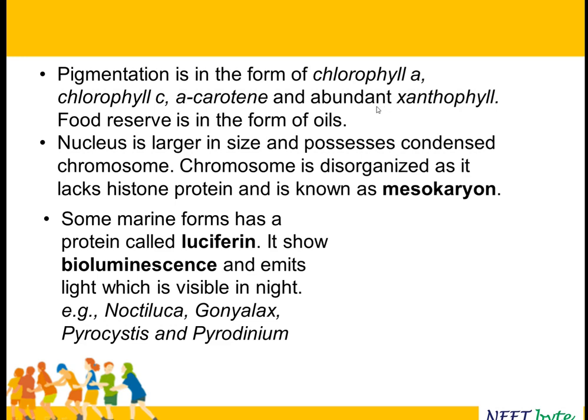The pigments are in the form of chlorophyll a, chlorophyll c, alpha carotene, and some abundant xanthophyll as well, and the food reserve is in the form of oils. The nucleus is very large, right? And one of the most important things is that they have a nucleus called mesokaryon, which is in between the prokaryote and the eukaryote.